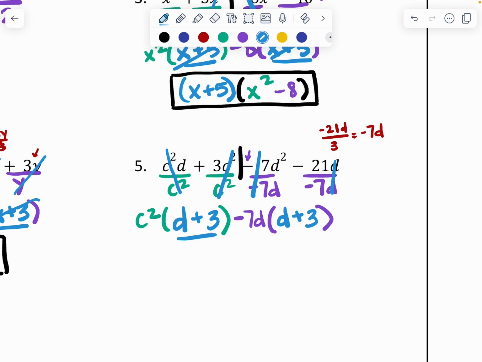So now we have d plus 3, d plus 3. If those don't match, you need to go back and figure out where you went wrong, because those have to match. So now we have c squared minus 7d.